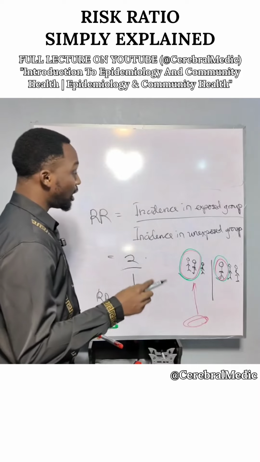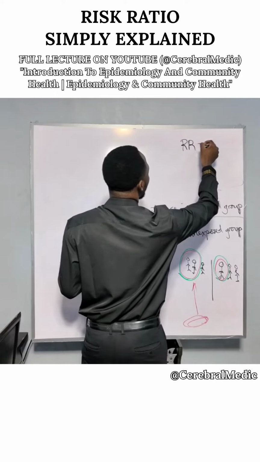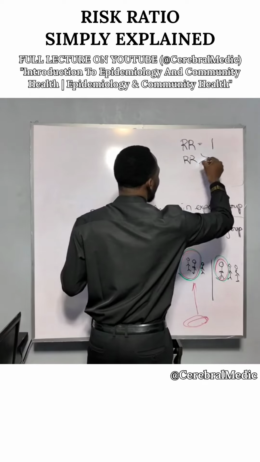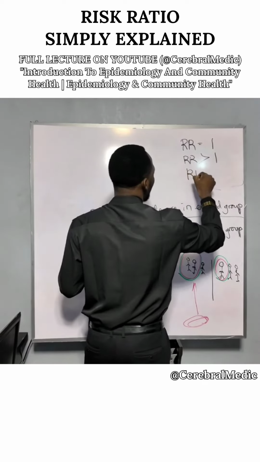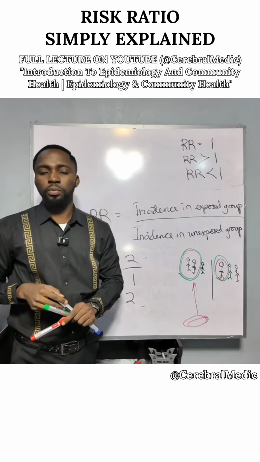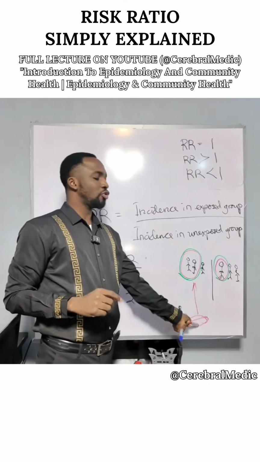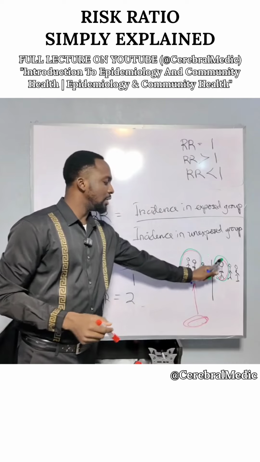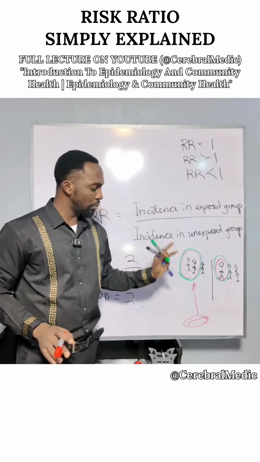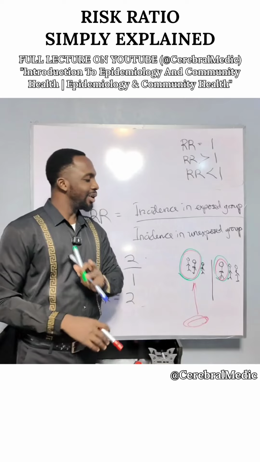Now, I'll mention something. The risk ratio may either be equal to 1, or the risk ratio may be greater than 1, or the risk ratio may be less than 1. So when the risk ratio is equal to 1, there's no difference. Whether you expose people to the factor or not, they will get affected the same way. The factor does not play a role in determining who is affected or not in both groups.